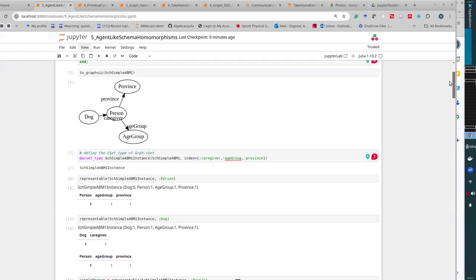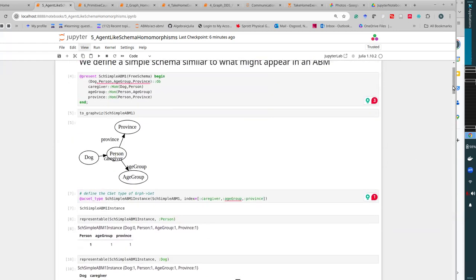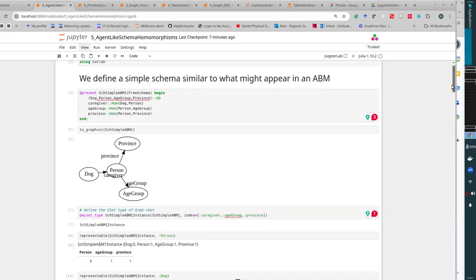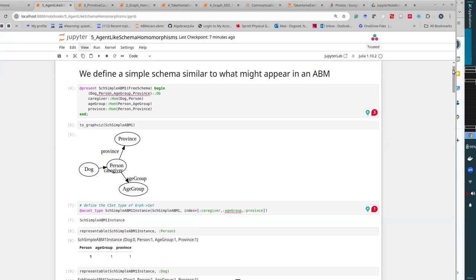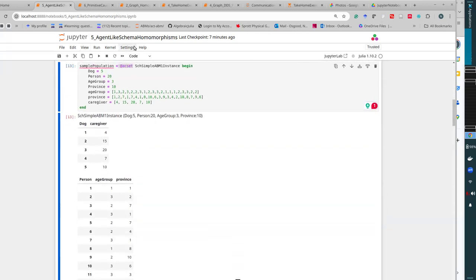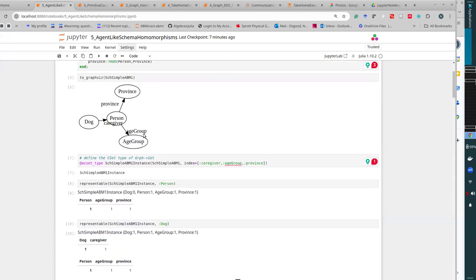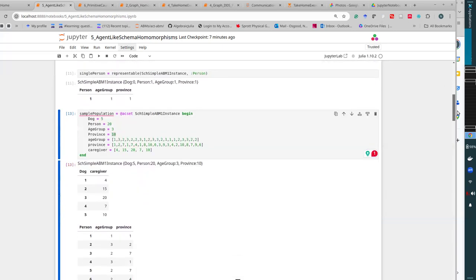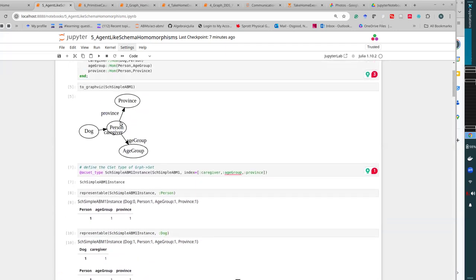What is it mapping person to? The set of 1 to 20. What is it mapping province to? There are 10 provinces. What is it mapping age group to? The age group object to a set of size 3, or 1, 2, 3. This province is 1 to 10. And then each of these morphisms, like province, is going to map from this set. It's going to say for each person in the person set, what its province is going to be, which particular element of the province set it is.